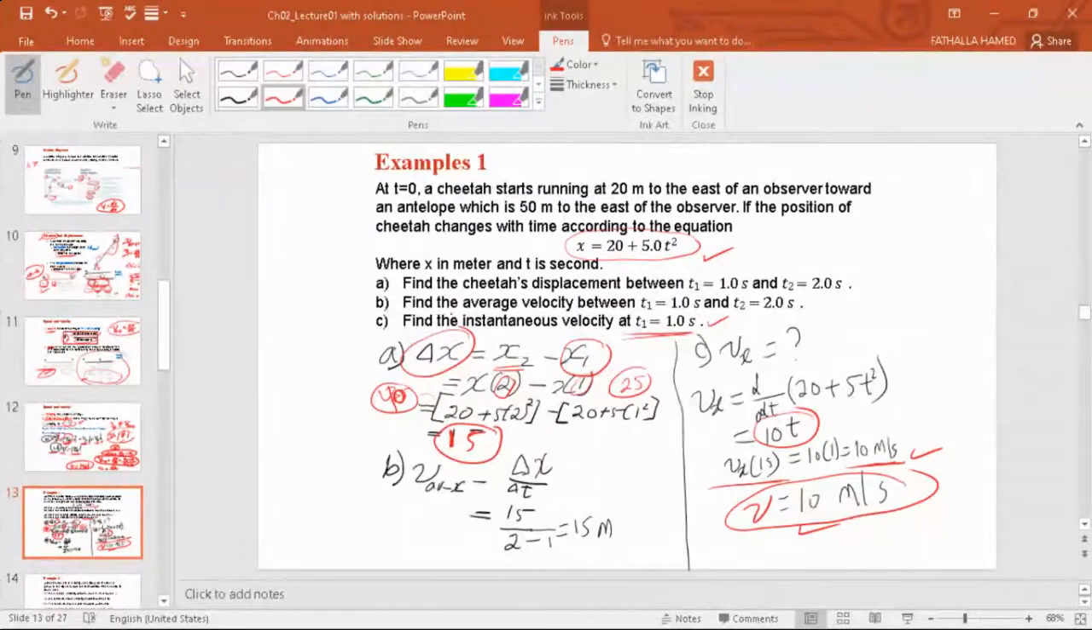Now, find the average velocity between 1 second and 2 seconds. Well, Vx is delta x over delta t, which is 15 over 2 minus 1, which will give you 15 meters per second. And that's basically your average velocity here.